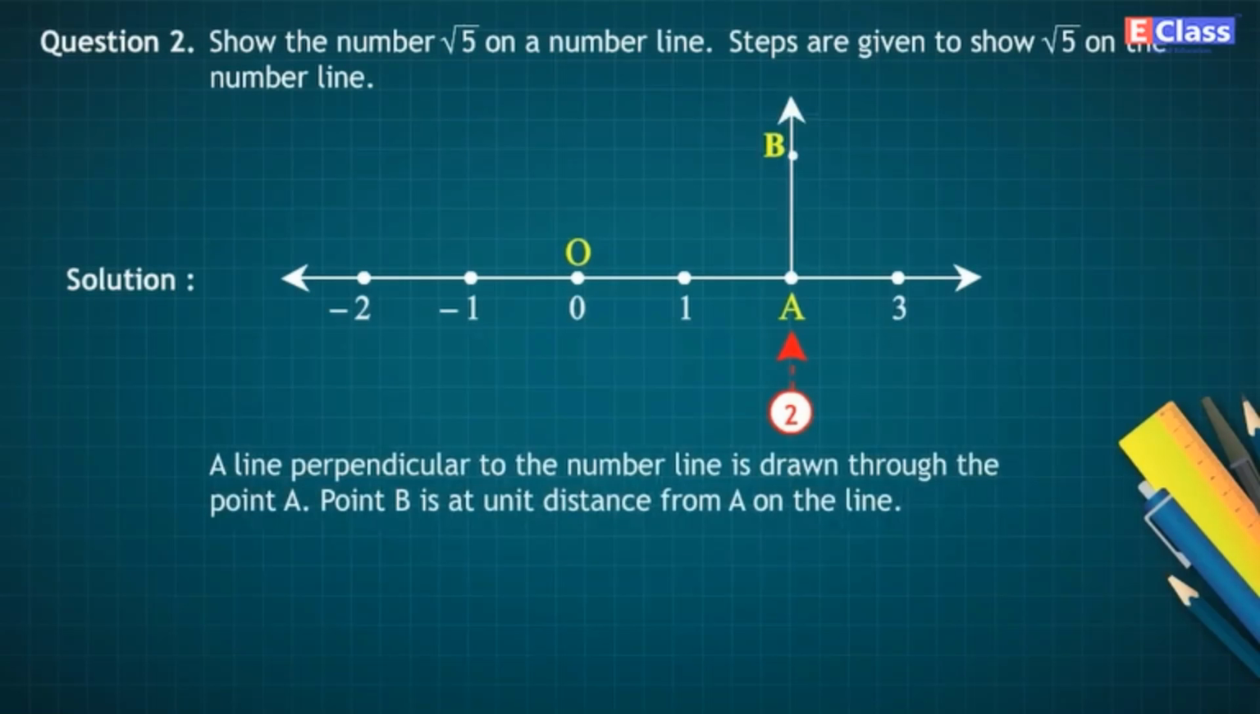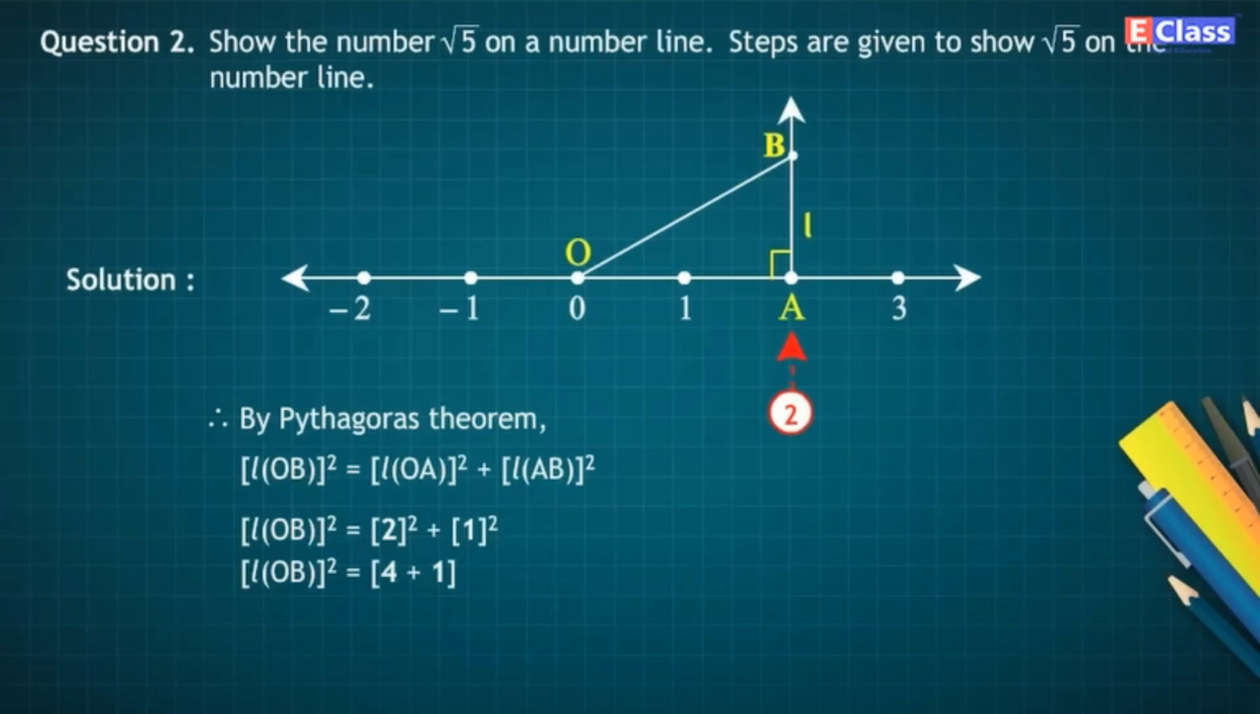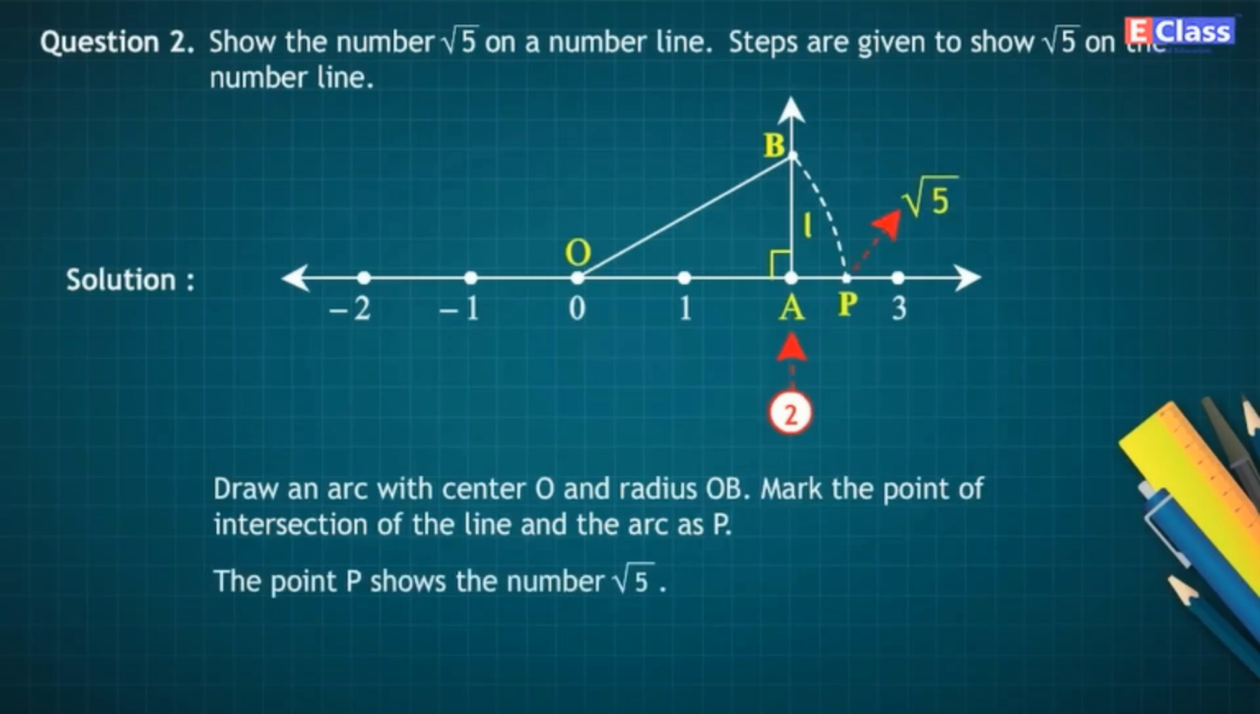square of length OB is equal to the square of length OA plus the square of length AB. Replacing the value and solving it, we get the length of OB as the square root of 5. Draw an arc with center O and radius OB. Mark the point of intersection of the line and the arc as P. The point P shows the number square root of 5.